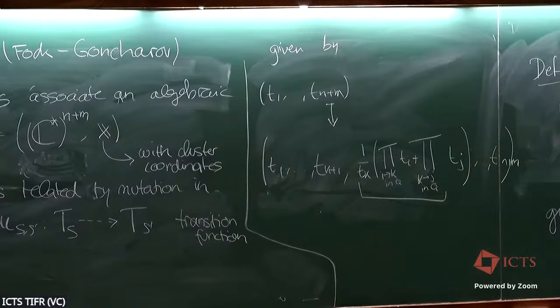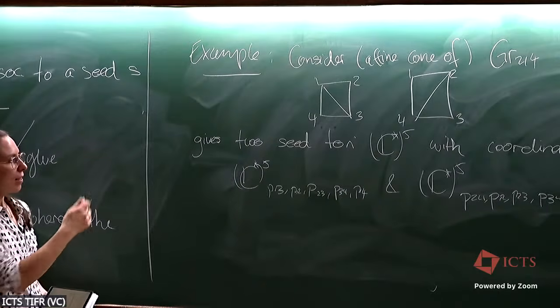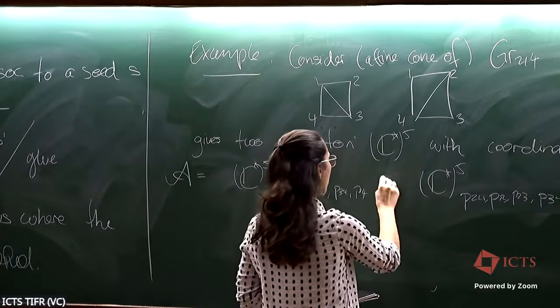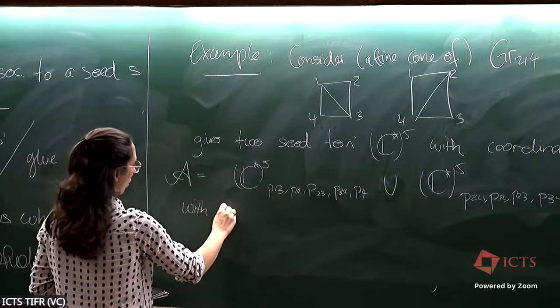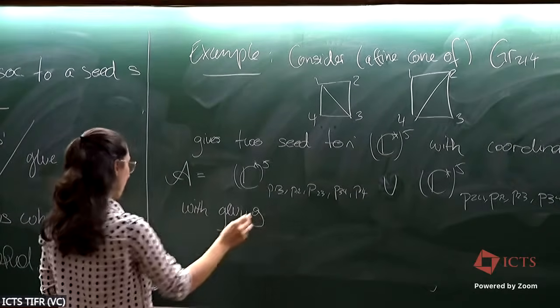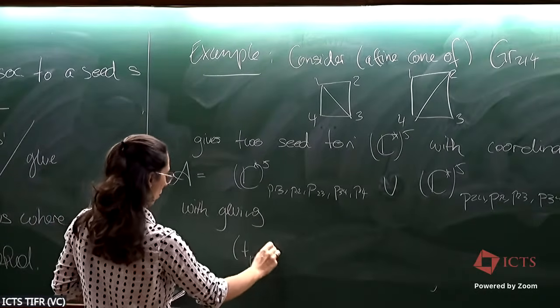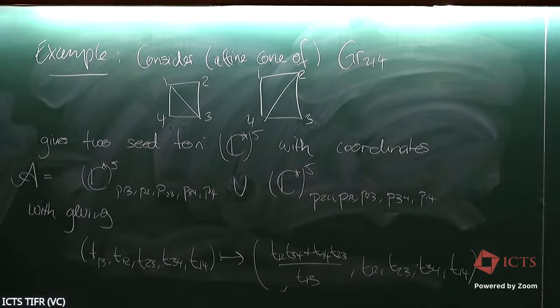In this example, it is more tractable. So the A cluster variety here would be the union of these two tori. And the gluing is given by our transition map that corresponds to the flip of the two triangulations. And this is an example of a cluster variety with the definition of Fock and Goncharov.